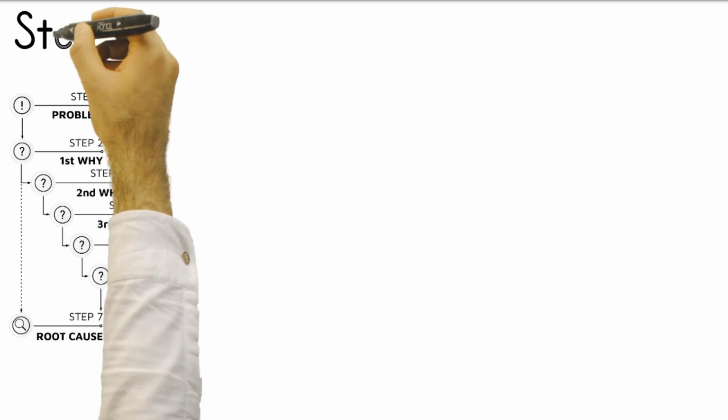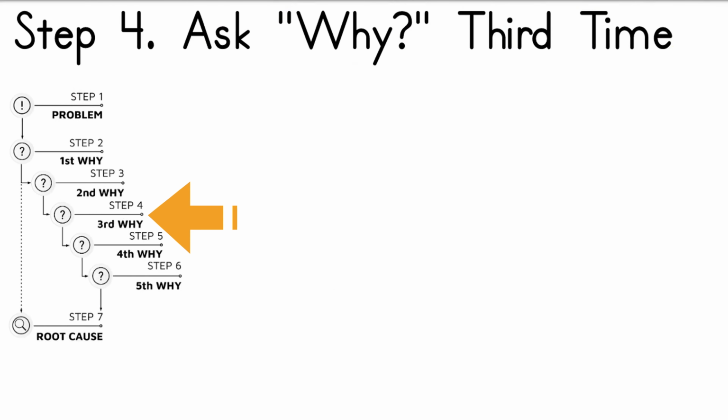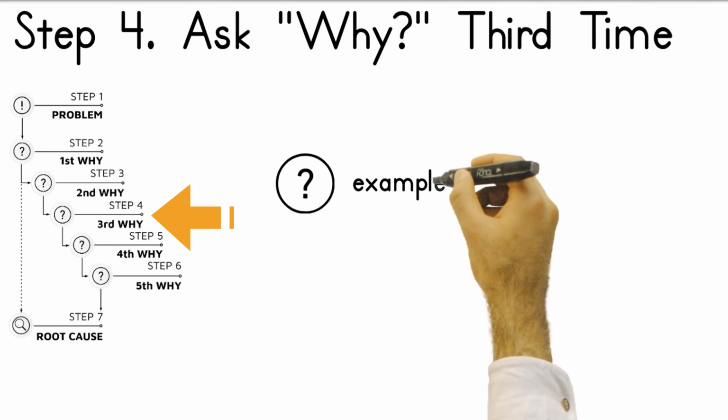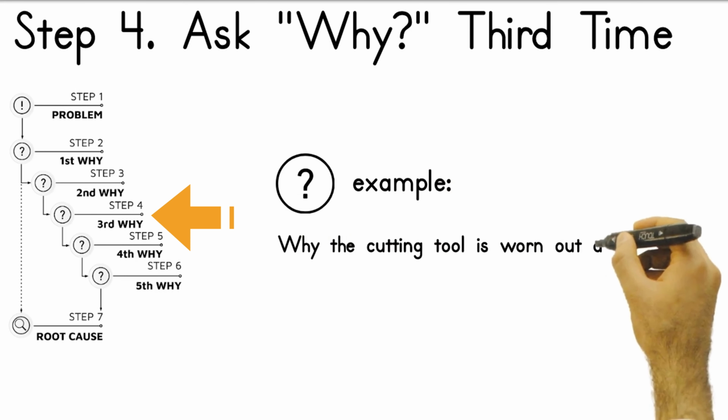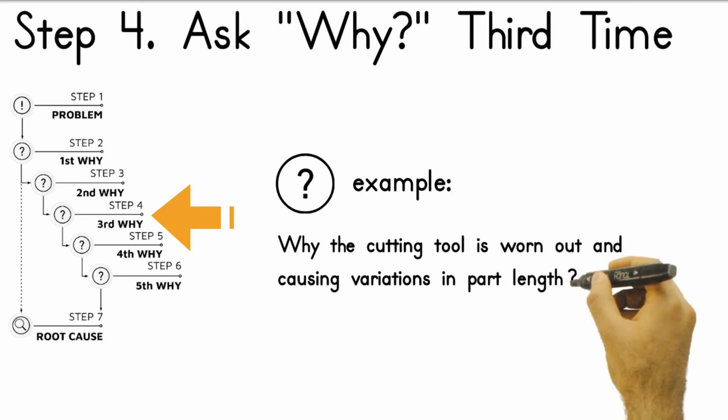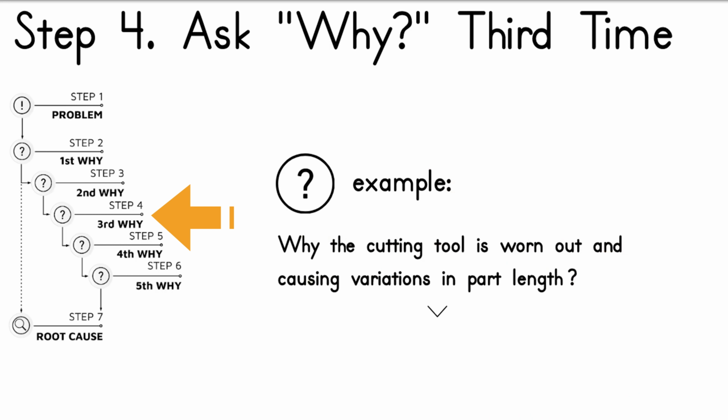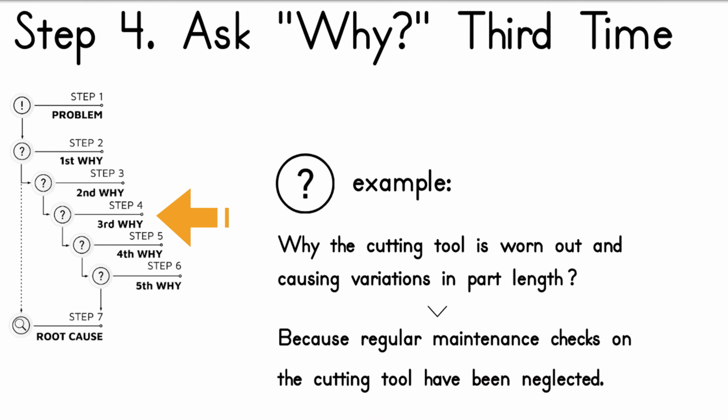Step 4. Ask why. Third time. Persist with the questioning to uncover additional layers of causation. Ask why the cutting tool is worn out and causing variations in part length. The response might be, because regular maintenance checks on the cutting tool have been neglected.